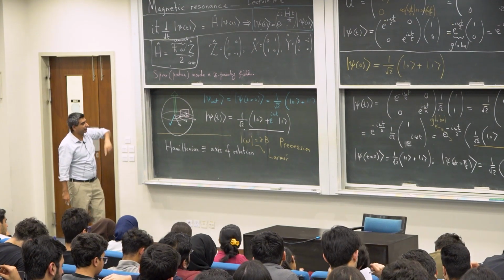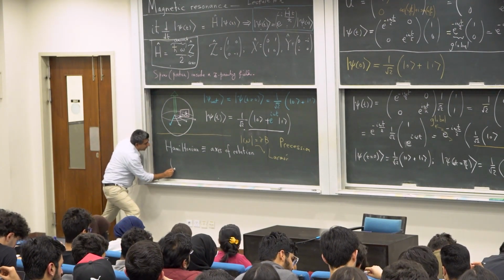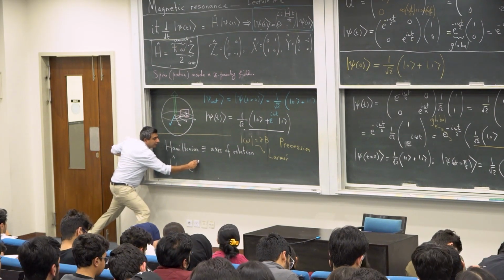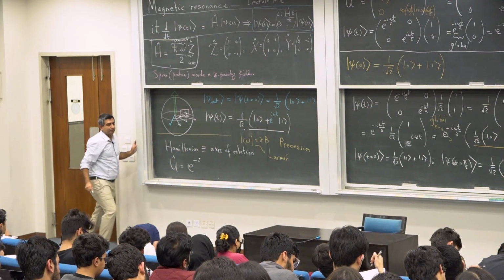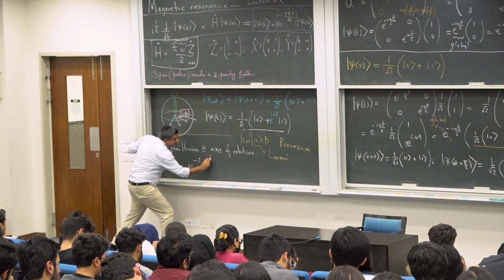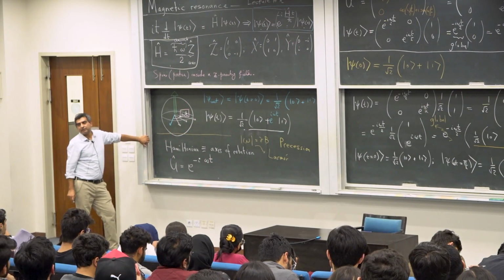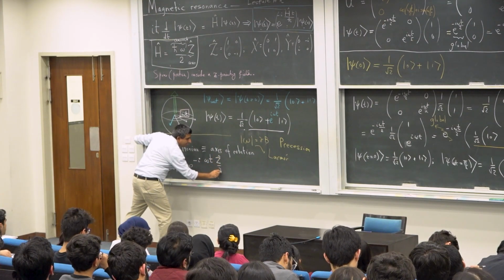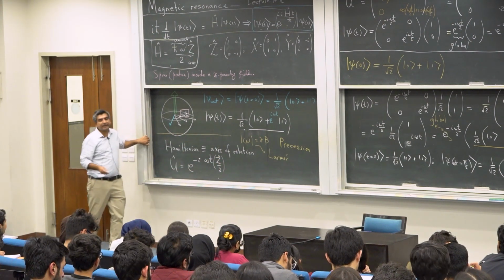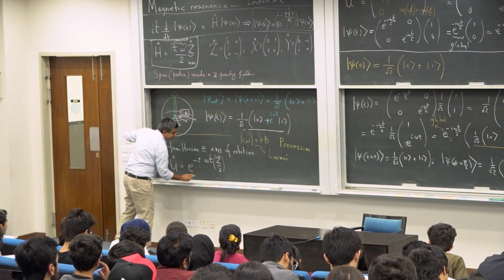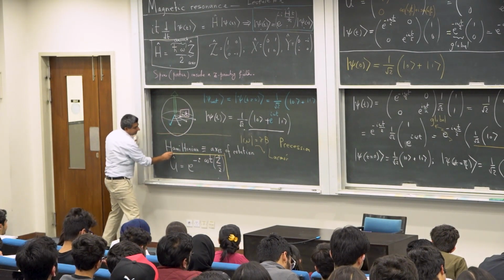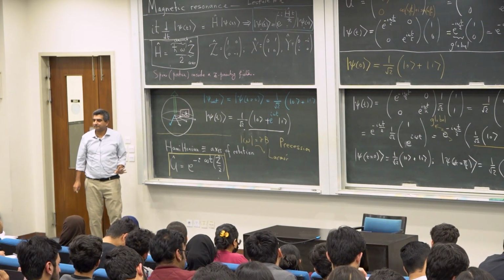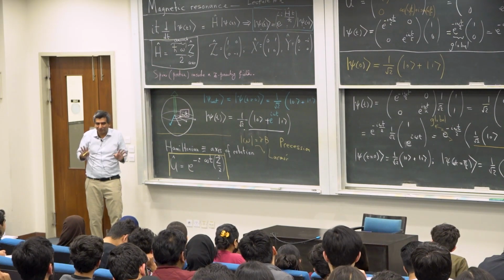if I were to analyze the unitary operator, let me write down the unitary operator. U equals e to the minus i omega t Z over 2, right? So this is my unitary operator, isn't it? This is my unitary operator. Got it? So far so good.